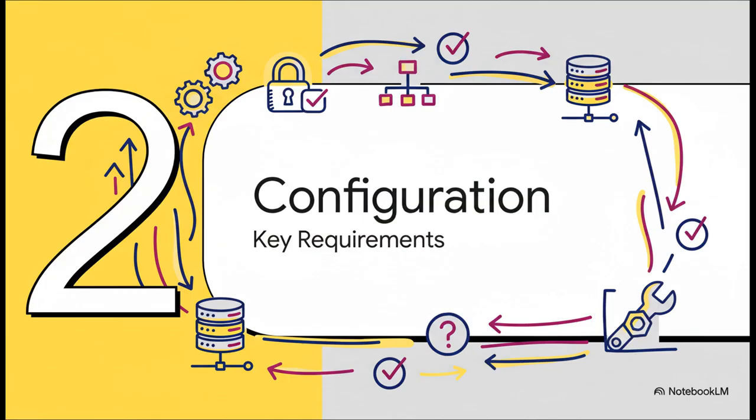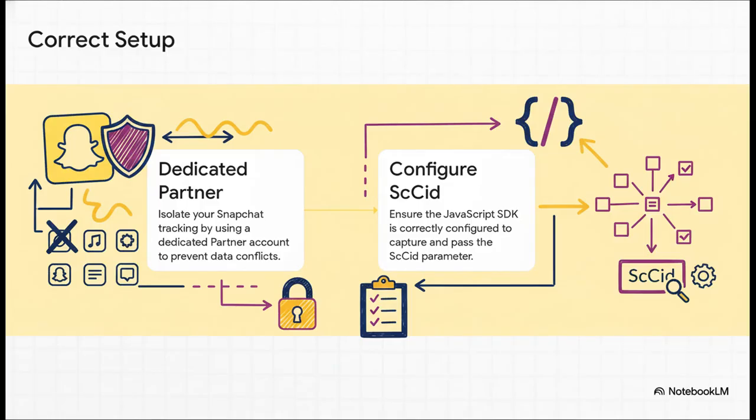Okay, so let's get into the technical setup. For this integration to be stable and reliable, there are two, let's call them non-negotiable points you've absolutely got to get right. And here they are, the two pillars for a solid setup. First, you need to isolate your Snapchat tracking. The way you do that is by using a dedicated partner account. This prevents any data mix-ups.